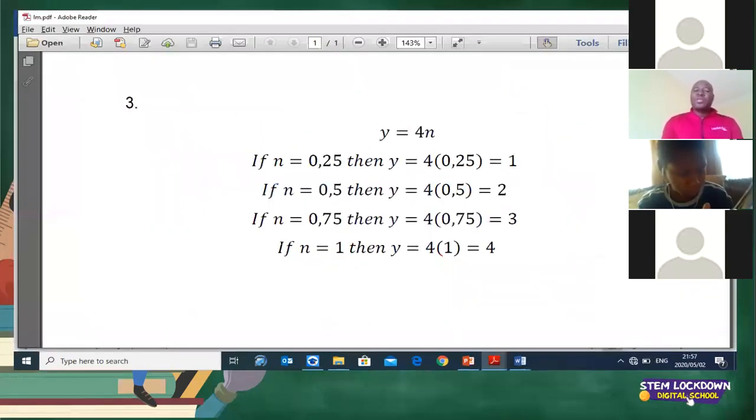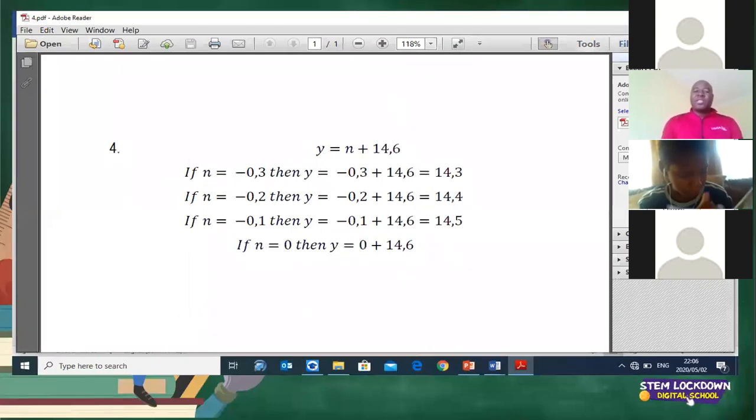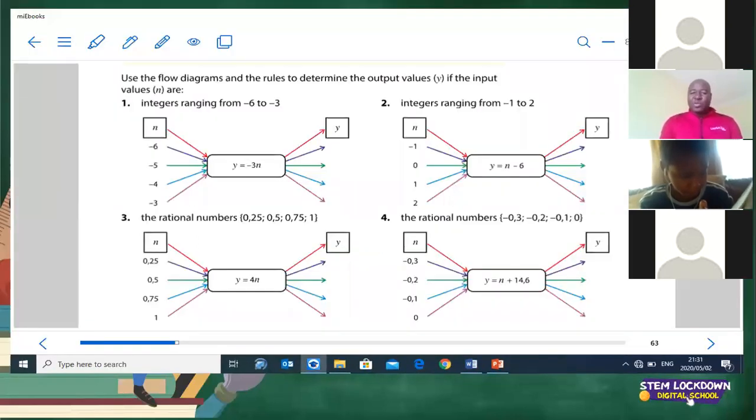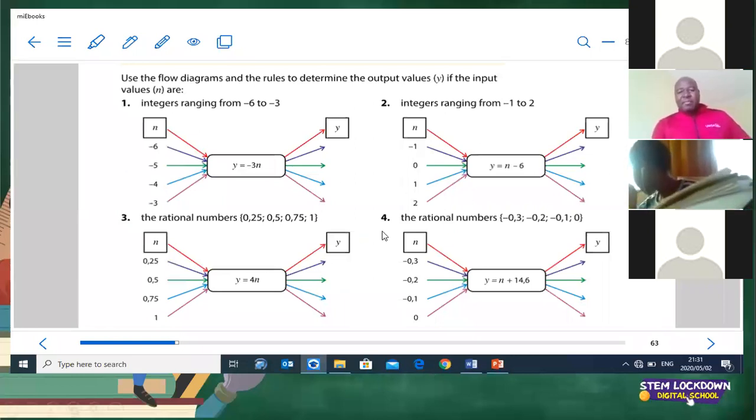And we are going to take you now to the situation. All right, the last one was number 4, I think, yes. So straight on with the tables. Look at the flow diagram here. You've got the end values there, negative 0.3, negative 0.2, negative 0.1, and 0 there. So these values need to be substituted in this equation in order to find the output values.